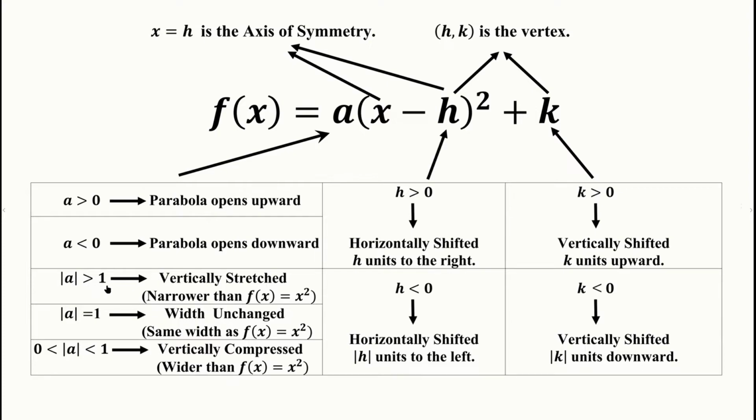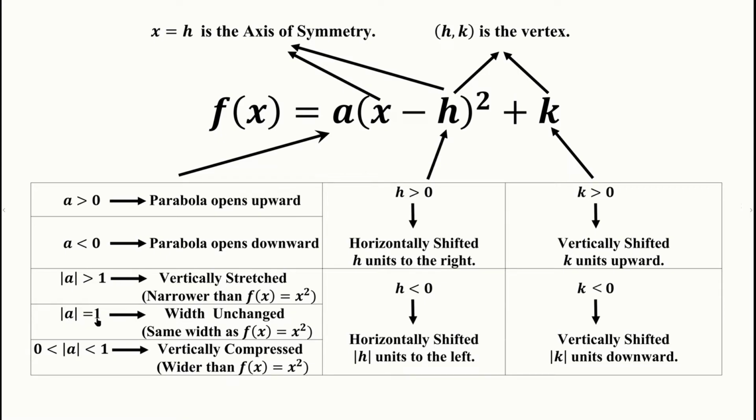If the absolute value of a is greater than 1, that means it's going to be vertically stretched, which means horizontally shrunk, so it's going to be narrower than f of x equals x squared. Remember that a vertical stretch goes hand in hand with a horizontal shrinking, or a horizontal compression. So when the absolute value of this coefficient is greater than 1, the parabola is going to be narrower than y equals x squared.